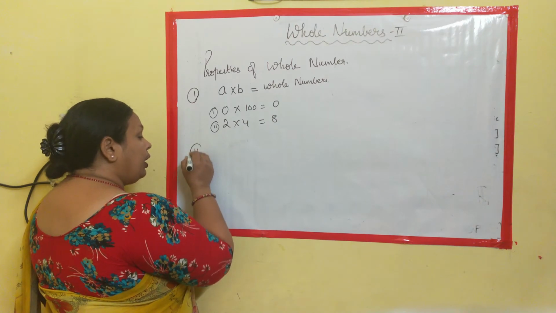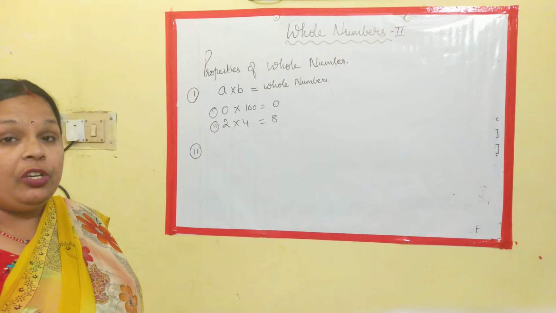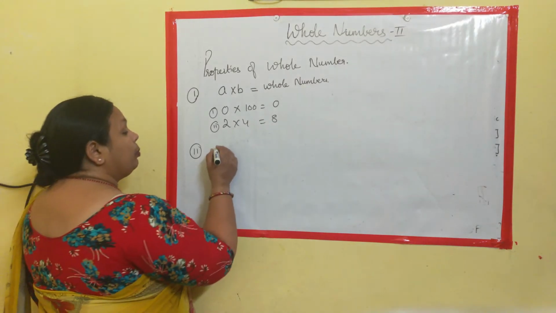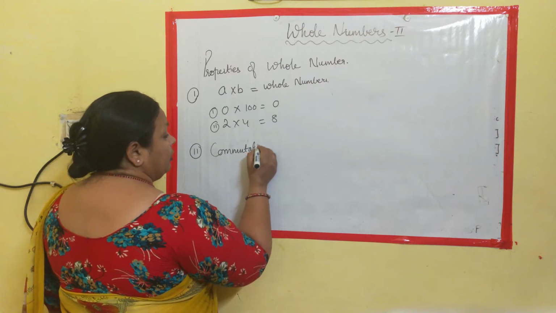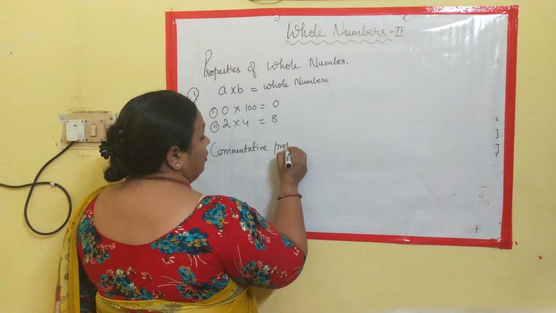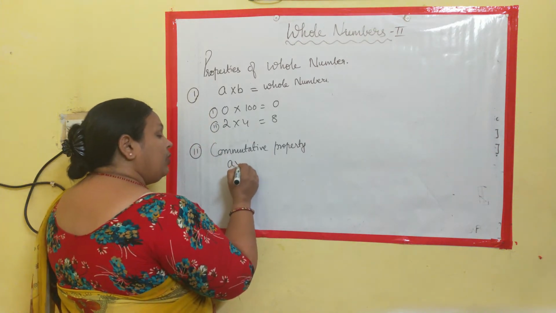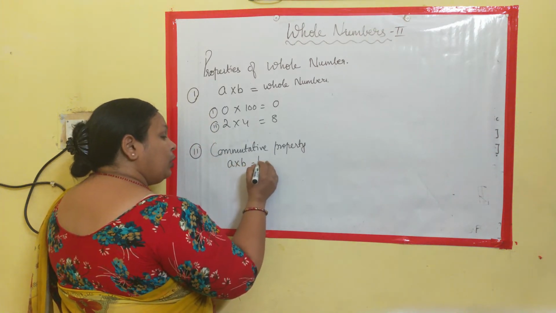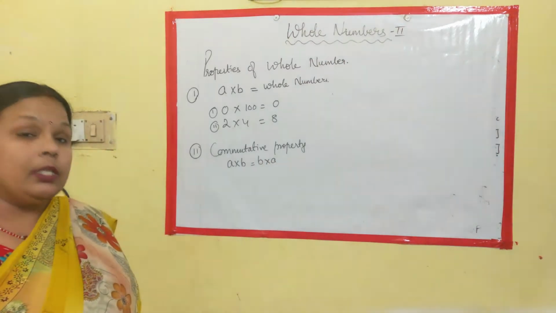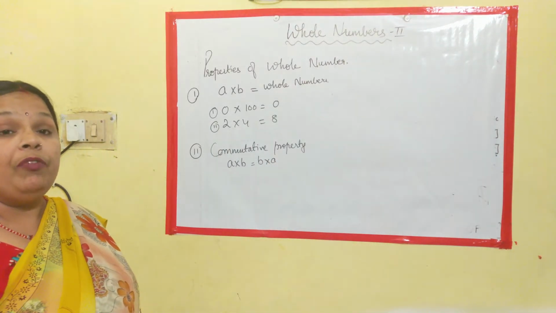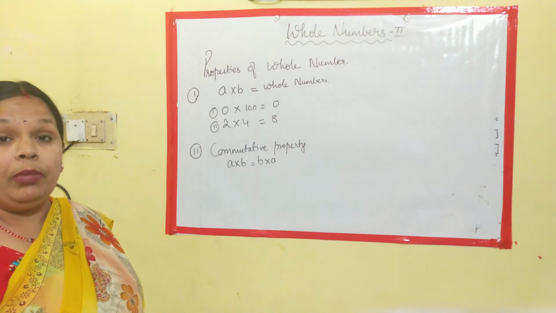Moving forward, we have the second property called the commutative property. The commutative property says that when we multiply A into B or B into A, we get the same result. That means when we are multiplying two whole numbers, the change in order doesn't make any difference.